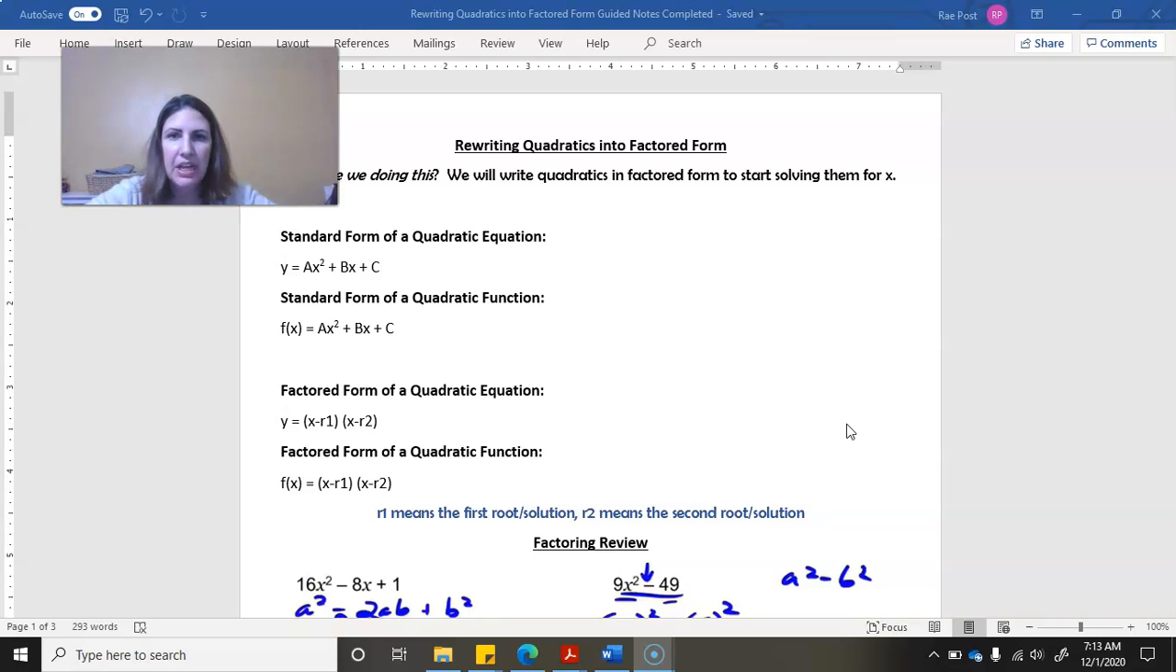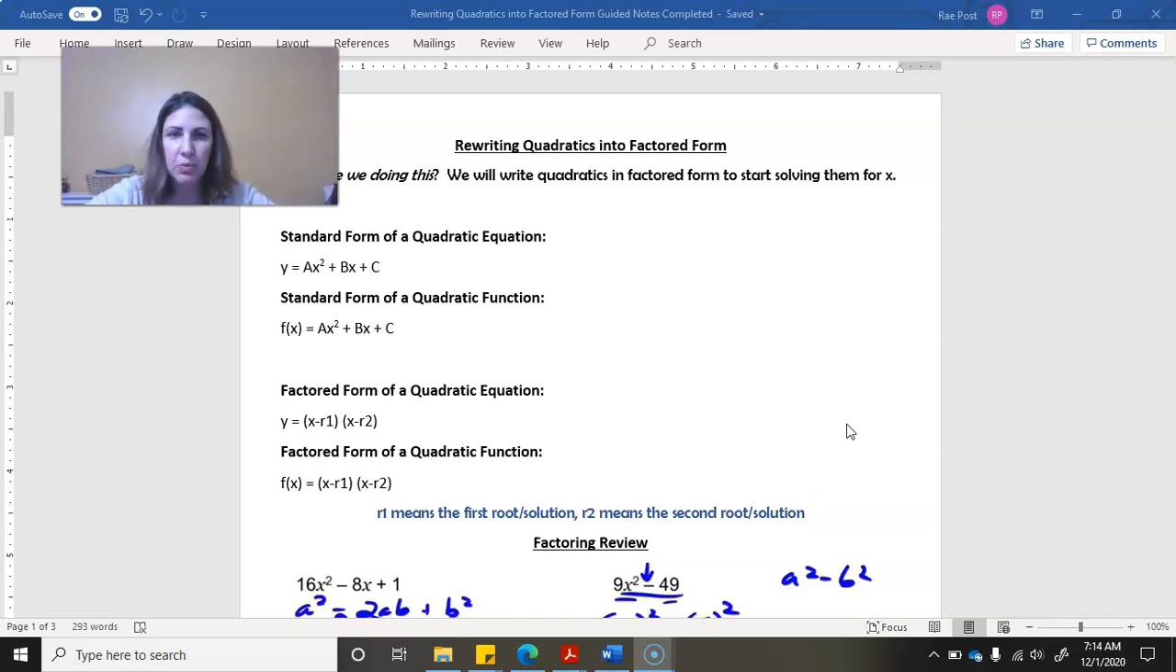So what we're doing today is, like it says up top, rewriting quadratics into factored form. And I think the biggest takeaway today is for you guys to think about, why are we doing this? What is the reason? So the reason is we're going to write quadratics into factored form so we can start solving them for x.